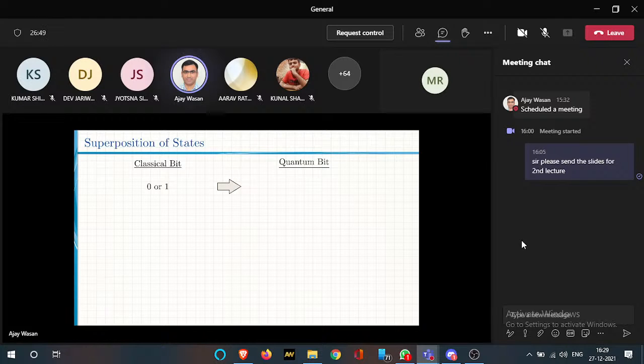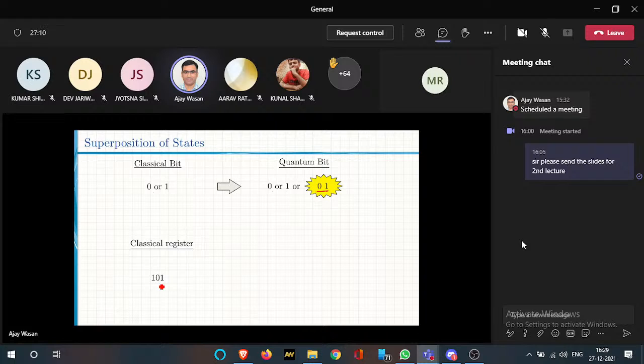So superposition: a classical bit, as we have already discussed, is 0 or 1, and in the quantum world it can be 0, 1, or it can be in both states. So we have a way of writing it. So why I'm telling it, I tell you here. So 0, 1, 1, 0, whatever we want to write. So there is something called a register.